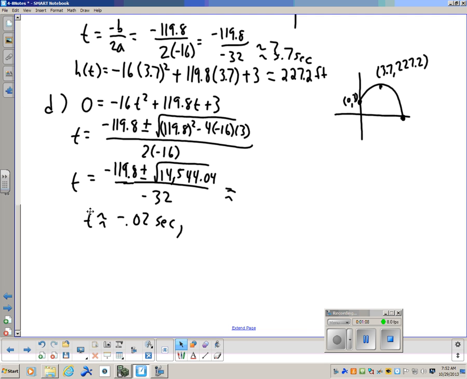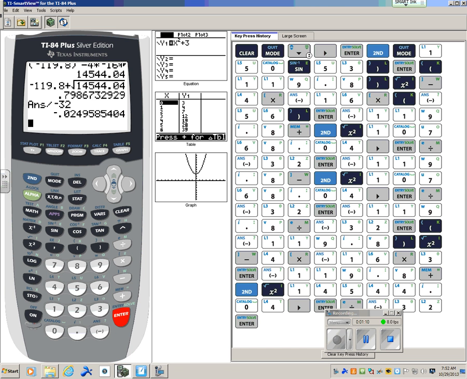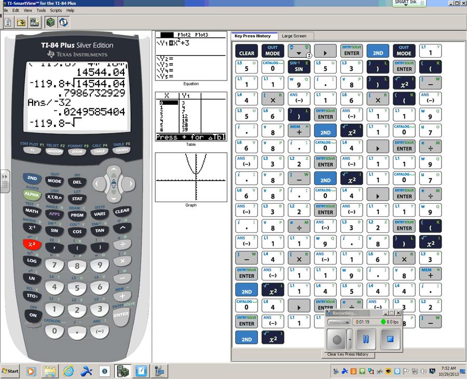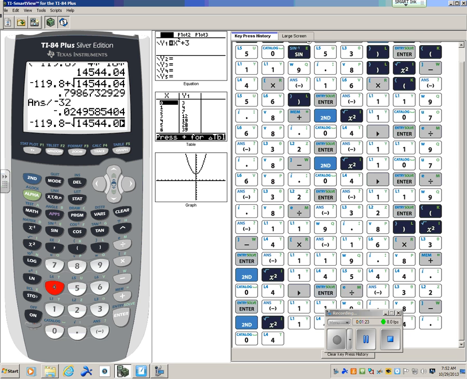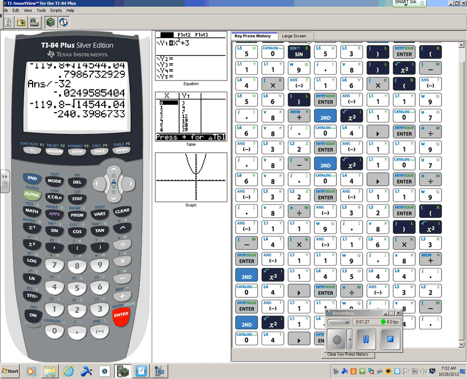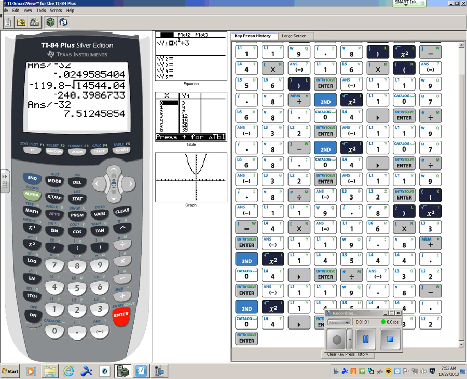Let's find the other one. We can take negative 119.8 minus the square root of 14,544.04 divided by negative 32. And I get about 7.5 there.